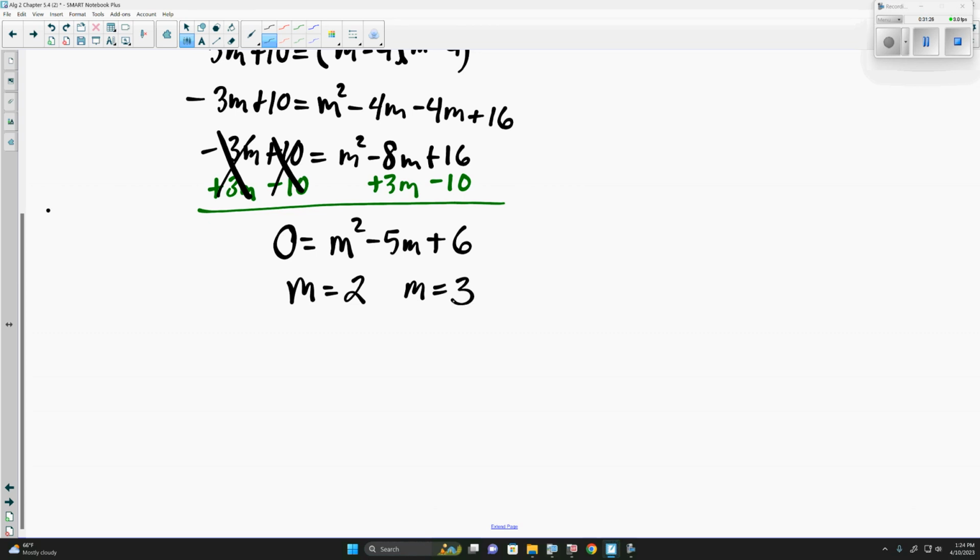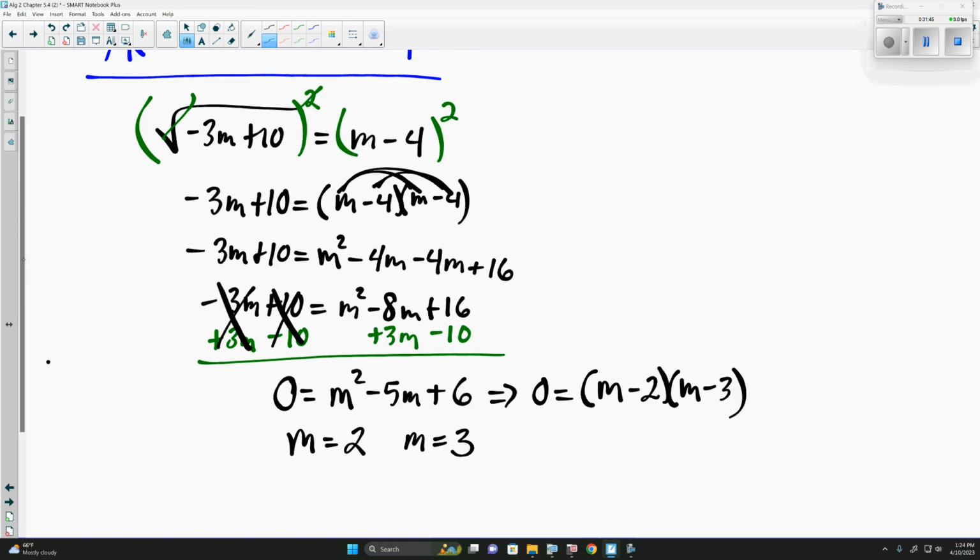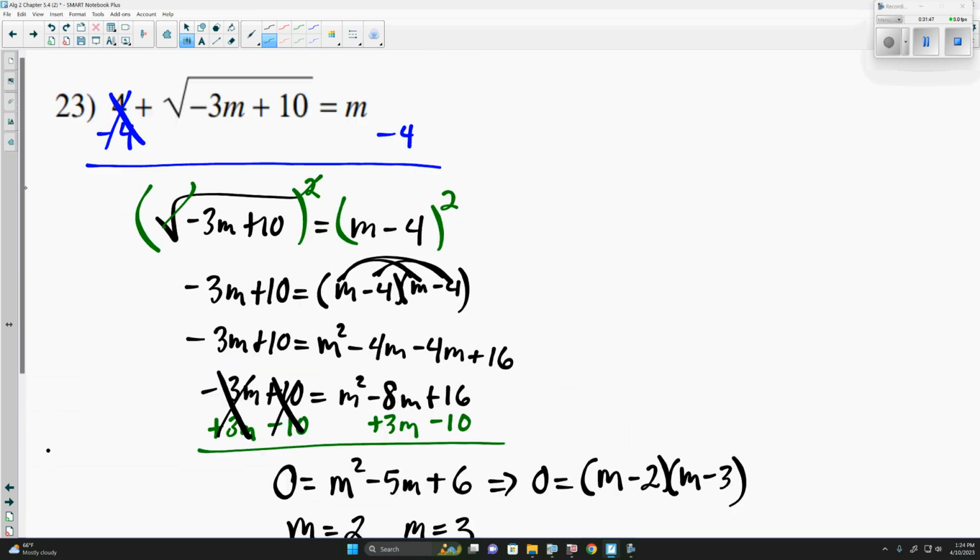So if we factored it, it would be m minus 2 and m minus 3. But to get m minus 2 to be 0, we need m to be positive 2, and the same with m minus 3. Now, we have these two here, m equals 2, m equals 3. Now we can check it, because up to this point, if the value of the variable is negative, it didn't work, right? So we have two positive numbers, so they should both work.